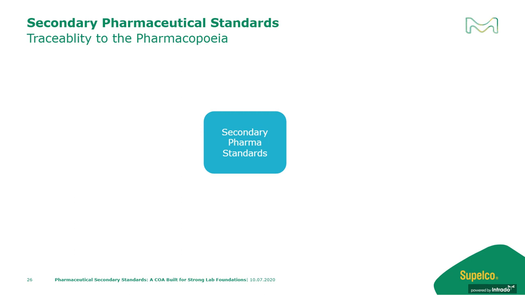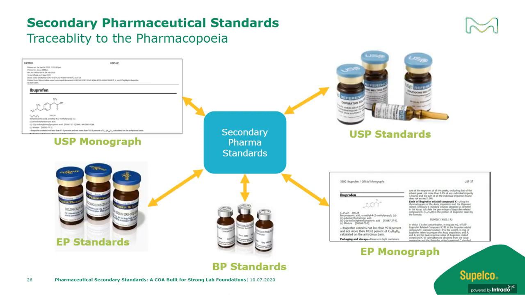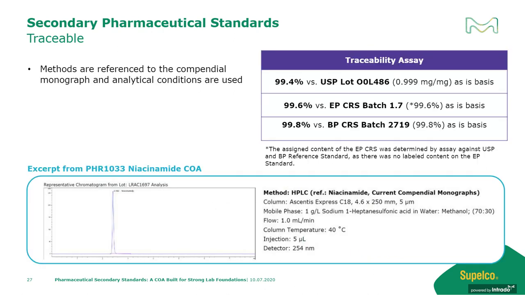So secondary pharma standards are traceable to the compendial monograph. I have ibuprofen excerpt monographs from both the USP and EP, just the first little bit. Also, secondary pharma standards are traceable to the USP, EP, and BP primary reference standards. The secondary standards are traceable to compendial standards in multiple ways.